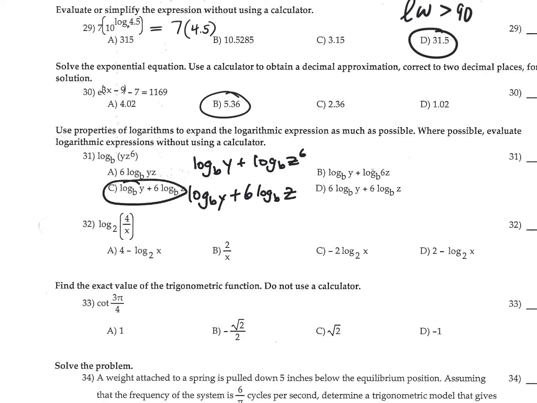32, same type of problem. It's going to be log base 2 of 4 minus log base 2 of x. Well, I know log base 2 of 4. I know that that's just going to be 2 minus log base 2 of x, and that's going to be option D.